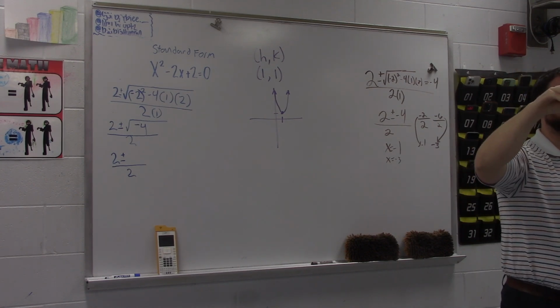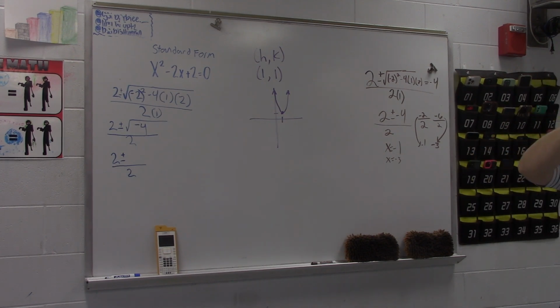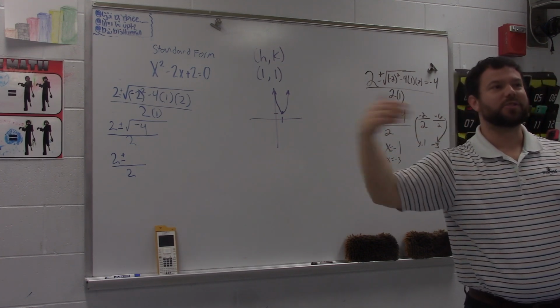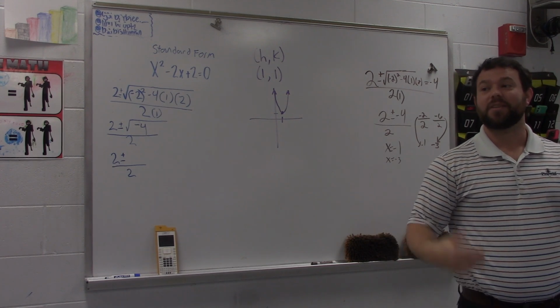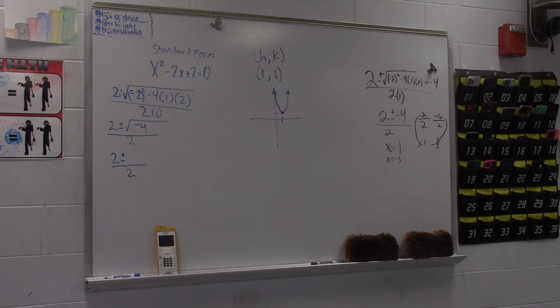And that goes to the concept that a second degree polynomial always has 2 roots. Does anyone remember what that's called? It's pretty fundamental to algebra. The fundamental what? Theorem of algebra. Fundamental theorem of algebra: an nth degree polynomial has n roots. So a second degree polynomial has 2 roots. A third degree polynomial has 3, a 4th degree has 4, a 75th degree has 75, right? That's the fundamental theorem of algebra.